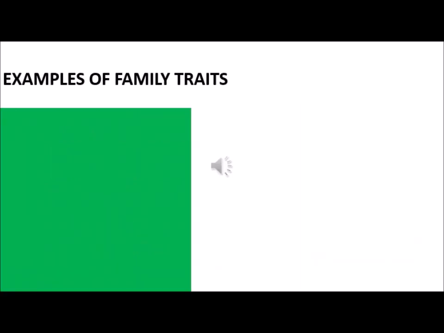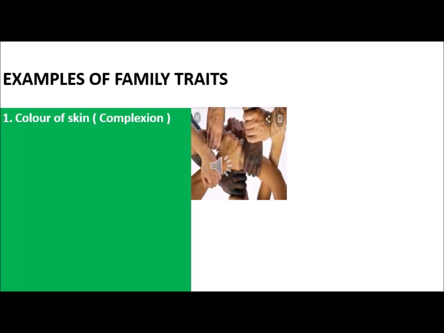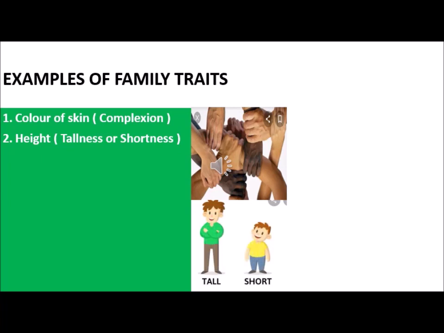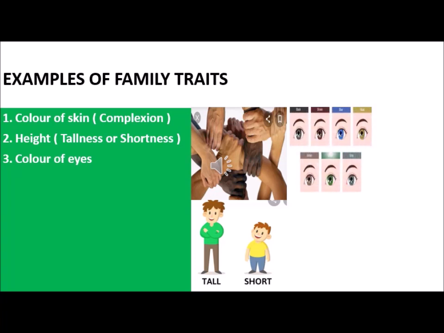Let us look at examples of family traits. Number 1, we have the color of skin, that is the complexion of the skin. We can see that this is being displayed. This is a characteristic or a trait that can be transmitted from parents to their offspring. Another is height, that is either tallness or shortness. This will be dealt with later on when we are doing a crossing. Then another is the color of the eyes.